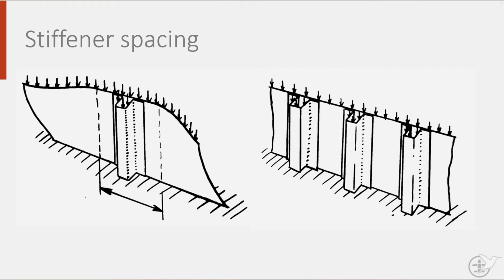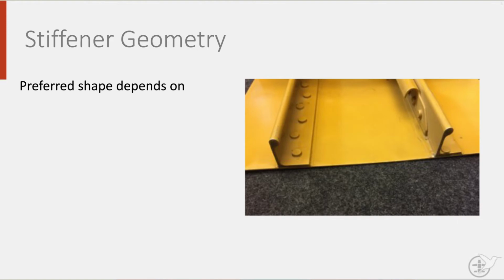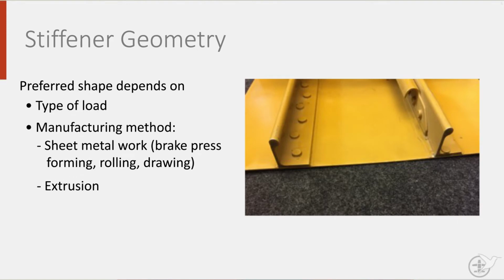Depending on the shape or geometry of a stiffener, it is possible to determine an effective width, which allows you to choose a suitable stiffener spacing. The preferred shape of a stiffener depends on both the type of load and its manufacturing method. It is an optimization between cost, availability, experience of the manufacturer and the loads to be carried. The choice is always a trade-off.